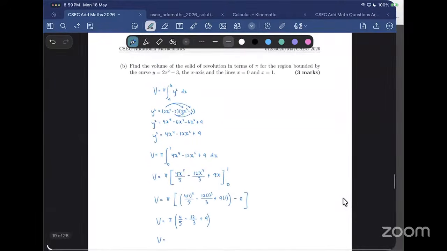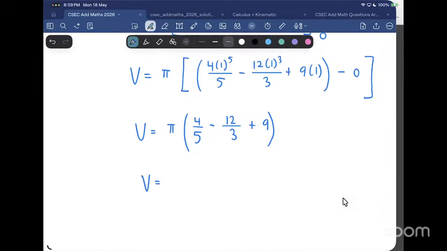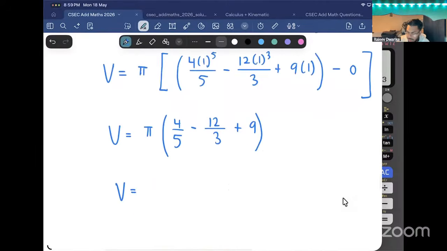So plug that into your calculator and let me know what you get for V. Okay. Do I need to do it in radians? No, it doesn't matter. Radians only matter if you plug something into a trig function. Oh, okay. So yeah, let me know what you get.